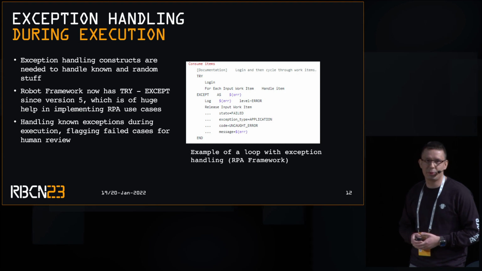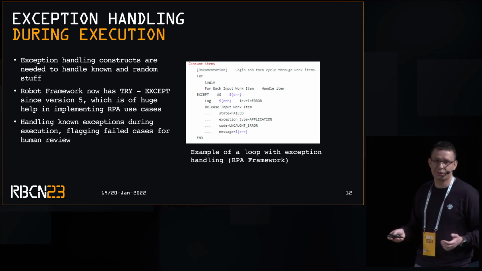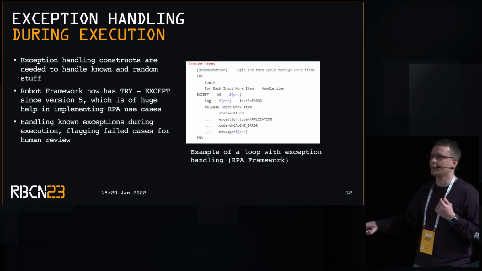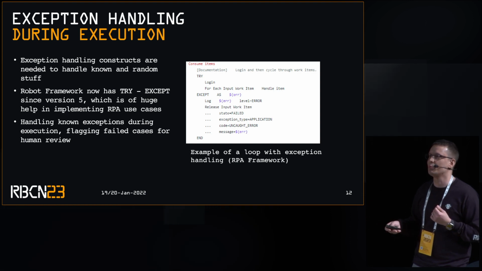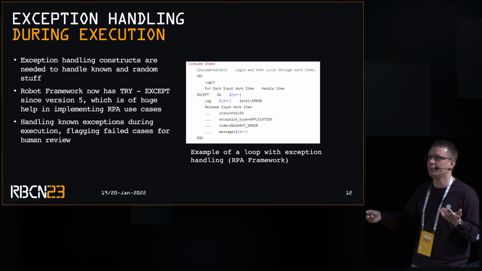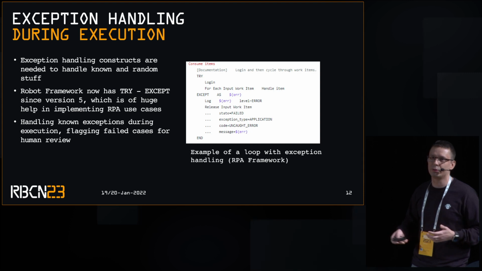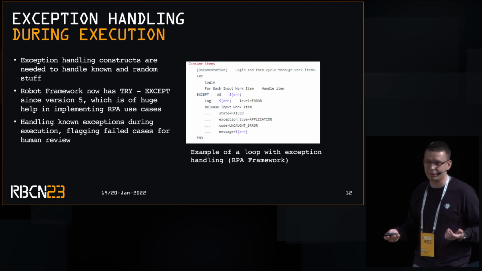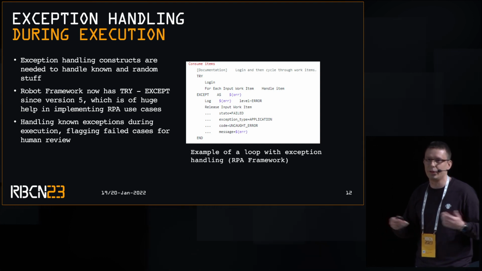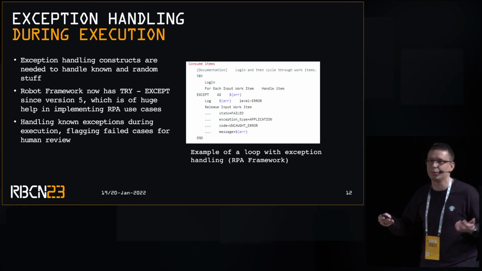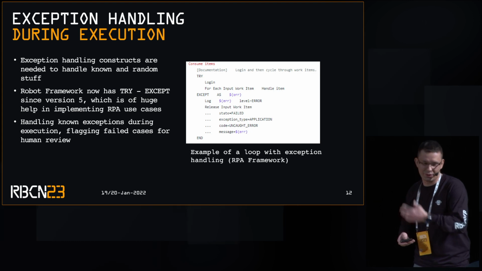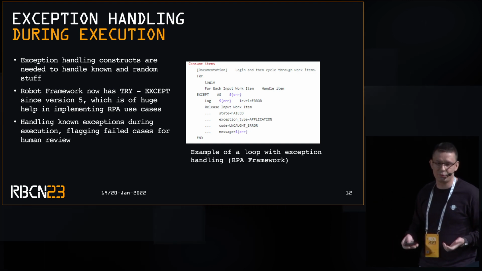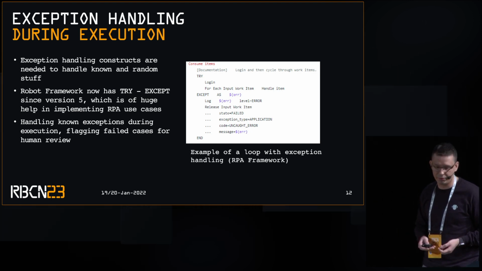The usual practice is also to handle the known exceptions. You can set that these exceptions are known and could happen, for example, the login system could be down. What do I do in that case? If I'm able to handle that in the robot code, I should do that. But if it's something we don't know about, a random error, or just something that can't be processed at that time, those cases should be flagged for later human review.